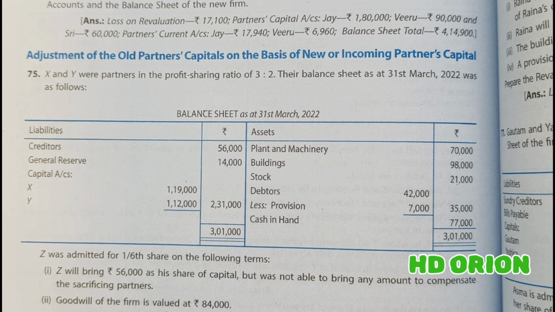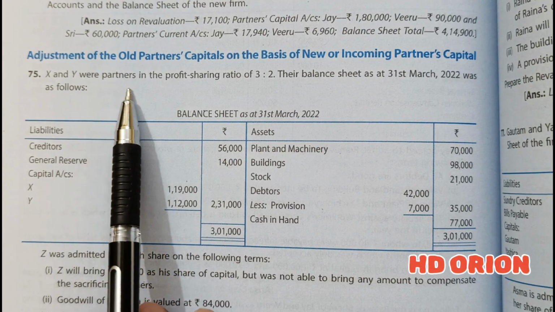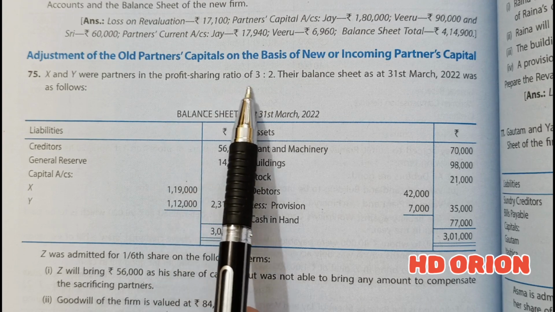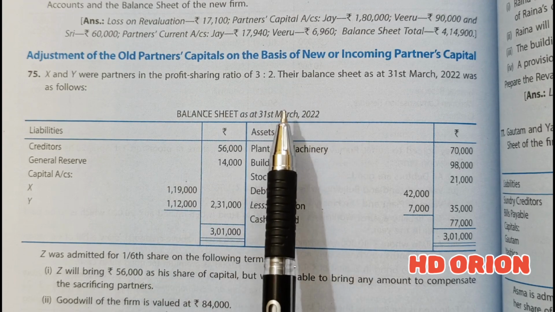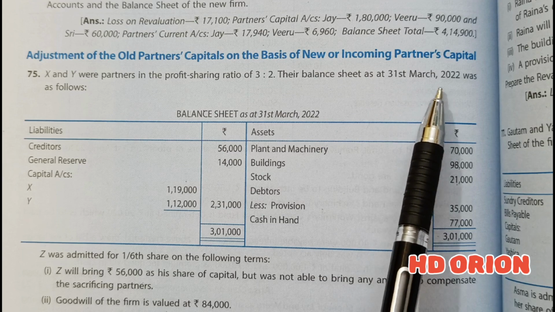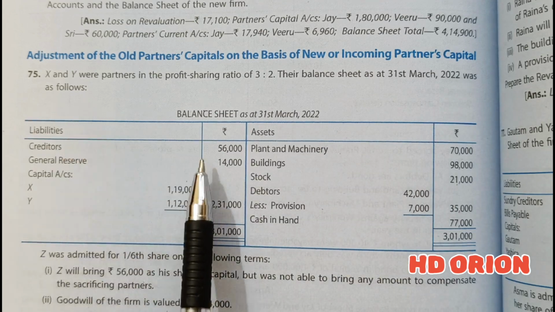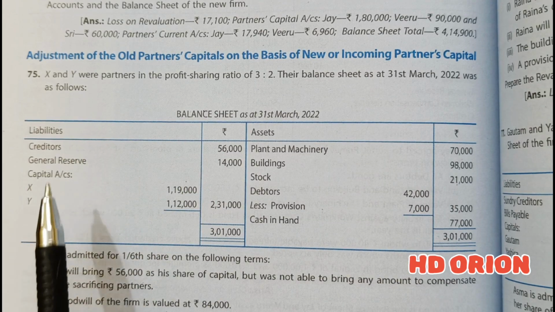So let us see question number 75. X and Y were partners sharing profits in the ratio 3:2. Their balance sheet as at 31st March 2022 was as follows. So here is the balance sheet given of the firm.